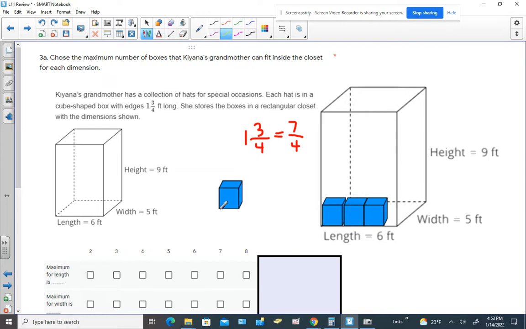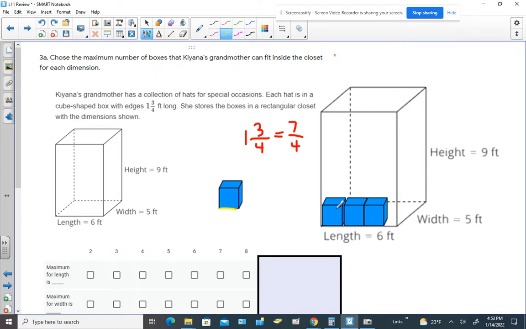That means that the length of that line right there is 1 3/4, and I want to remind you that that's also equal to 7/4. She stores the boxes in a rectangular closet, so this is supposed to represent the closet, with dimensions shown. Now what we have to figure out is what's the maximum that we can fit lengthwise, widthwise, and heightwise. How do we figure that out?